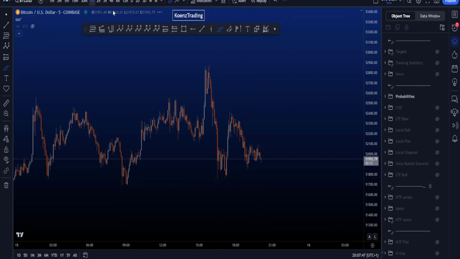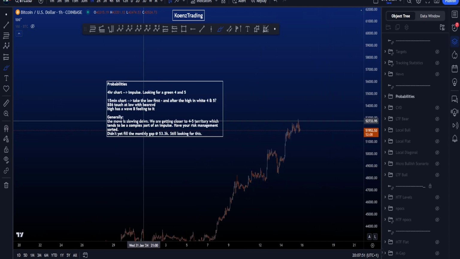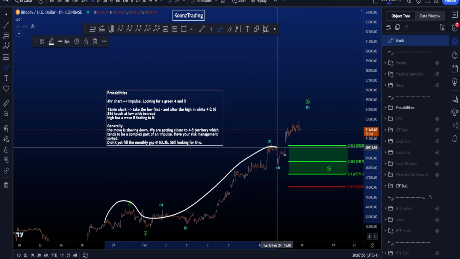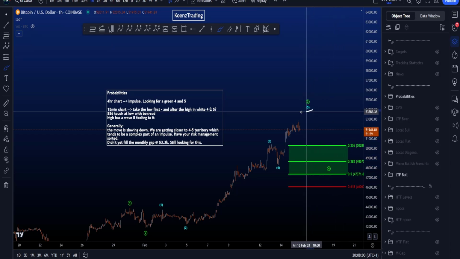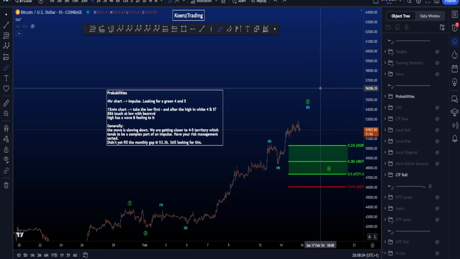So if we then look at the probabilities of the different scenarios, then on the 4-hour chart, the probabilities at the moment are higher that we are looking for an impulsive structure to the upside, where we're keeping an eye on a wave 4 after wave 3 is ending, for then one more push to the upside in a wave 5, after which we expect a bigger corrective structure.